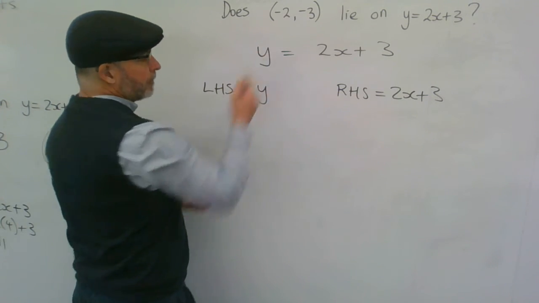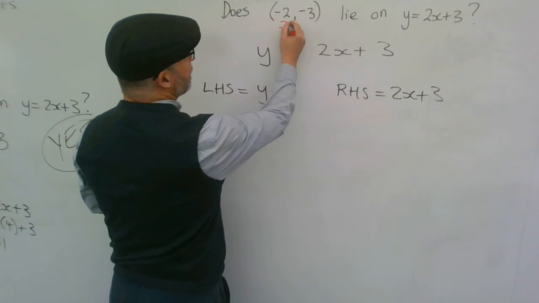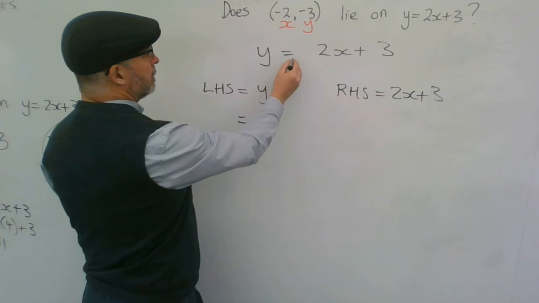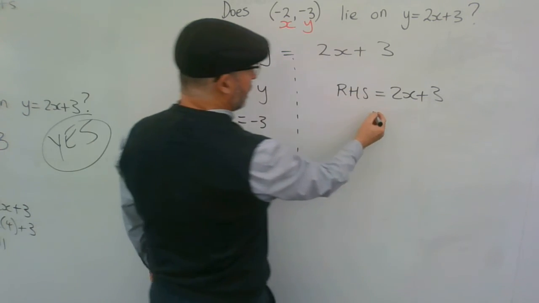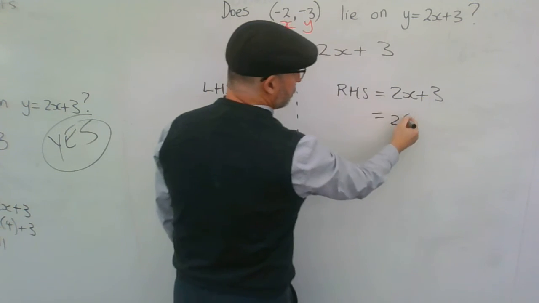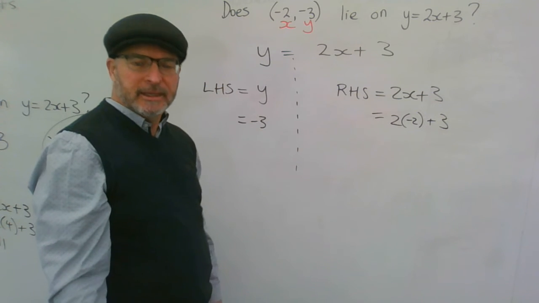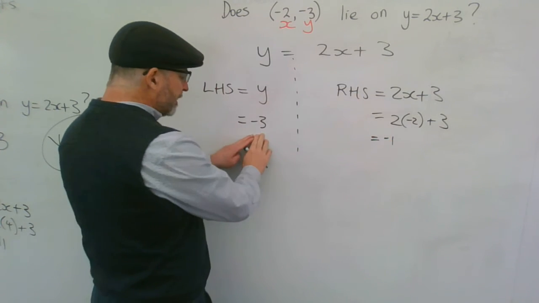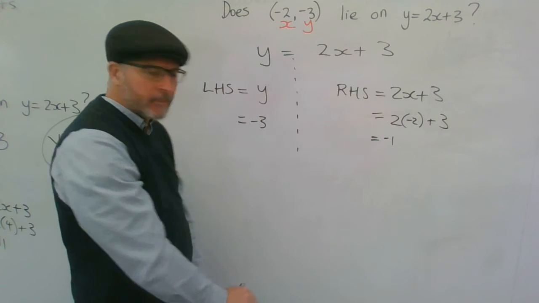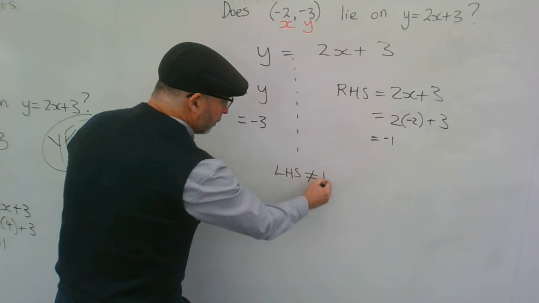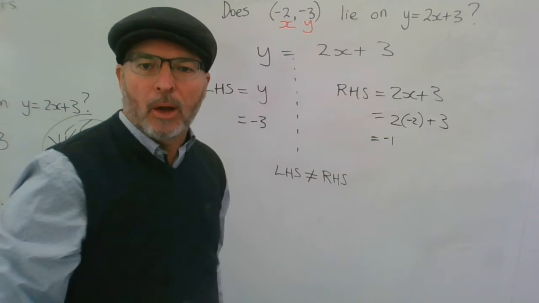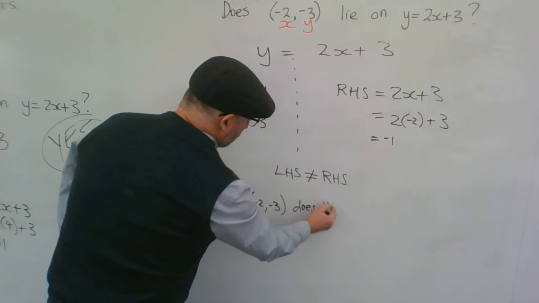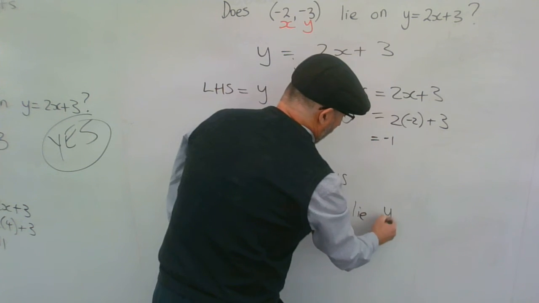The left-hand side is y. Now, remember, each ordered pair is made up of an x part and a y part. So the y that I need is -3. The left-hand side is -3. The right-hand side, 2 times x, which is -2, plus 3. 2 times -2 is -4, plus 3, -1. Now, -3 does not equal -1. So, the left-hand side does not equal the right-hand side. It's an equal sign with an oblique line through it saying it's not equal. Therefore, (-2, -3) does not lie on the line y equals 2x plus 3.